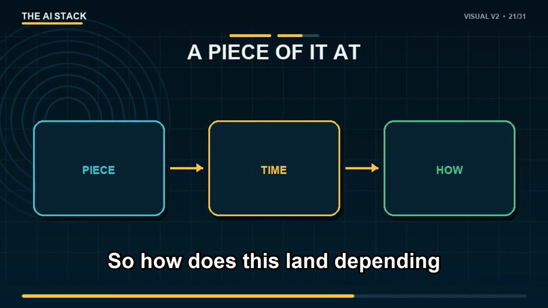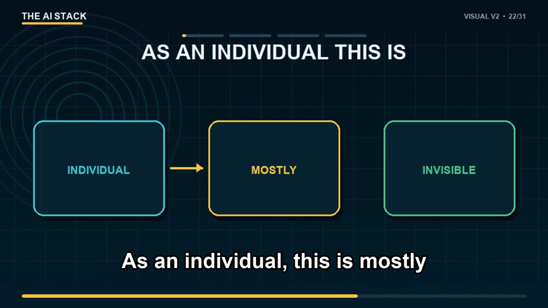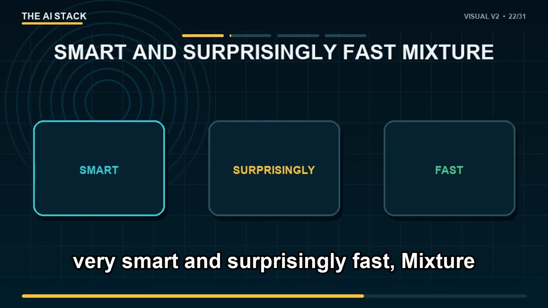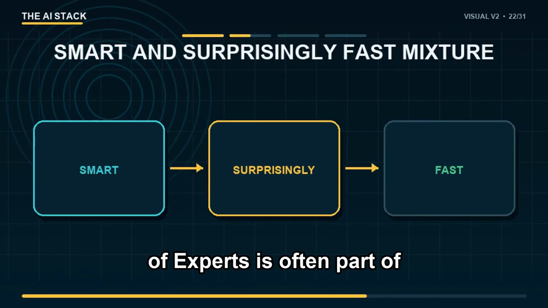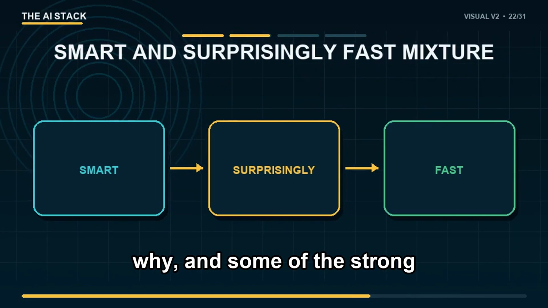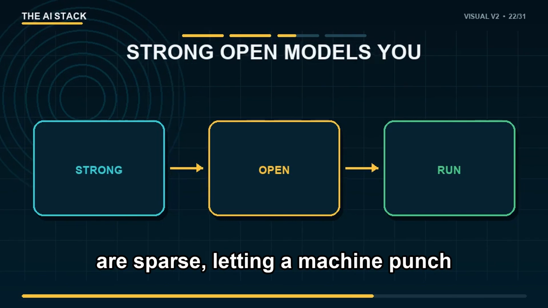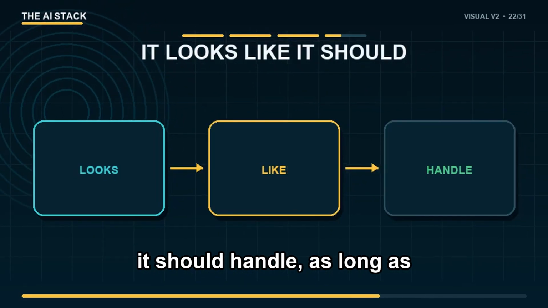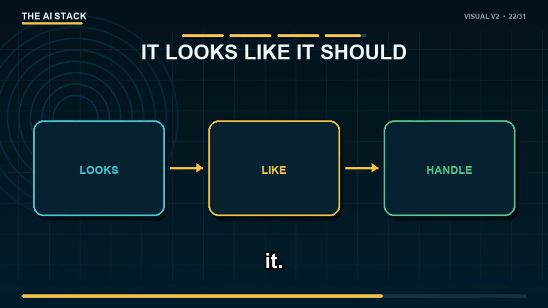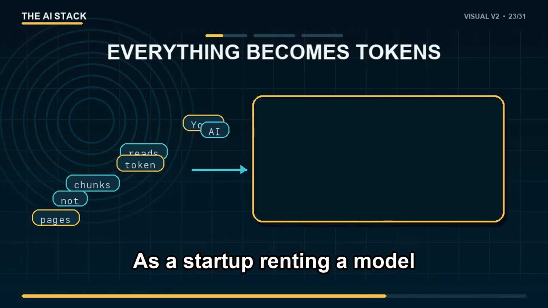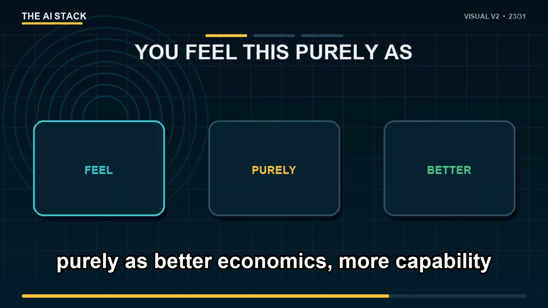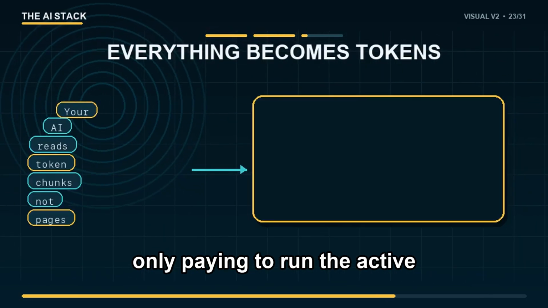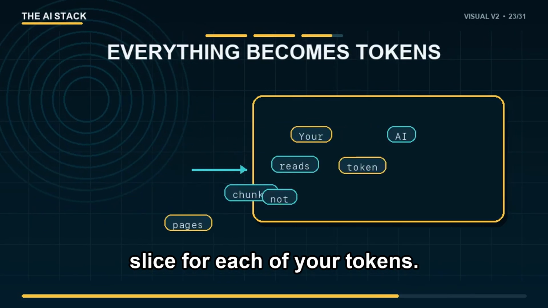So how does this land depending on who you are? As an individual, this is mostly invisible good news. When a frontier model feels both very smart and surprisingly fast, mixture of experts is often part of why, and some of the strong open models you can run locally are sparse. Letting a machine punch above the size it looks like it should handle, as long as you have the memory to hold it. As a startup renting a model through an API, you feel this purely as better economics, more capability per dollar, because the provider is only paying to run the active slice for each of your tokens.